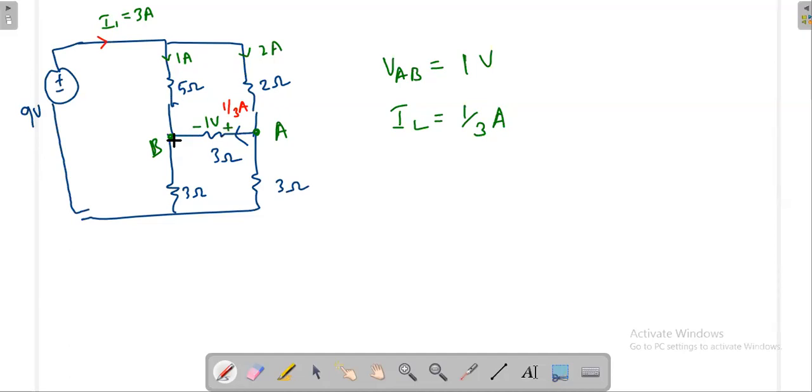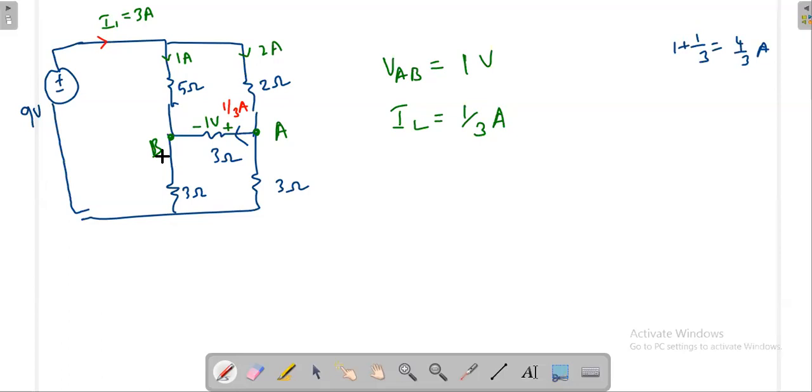I2 minus I4. So this 1 ampere is entering and 1 by 3 ampere is also entering. Then what would be the total current? 1 ampere plus 1 by 3 ampere, that is 4 by 3 ampere. Please check whether it is correct, because 1 ampere is coming this way and 1 by 3 ampere is coming this way.